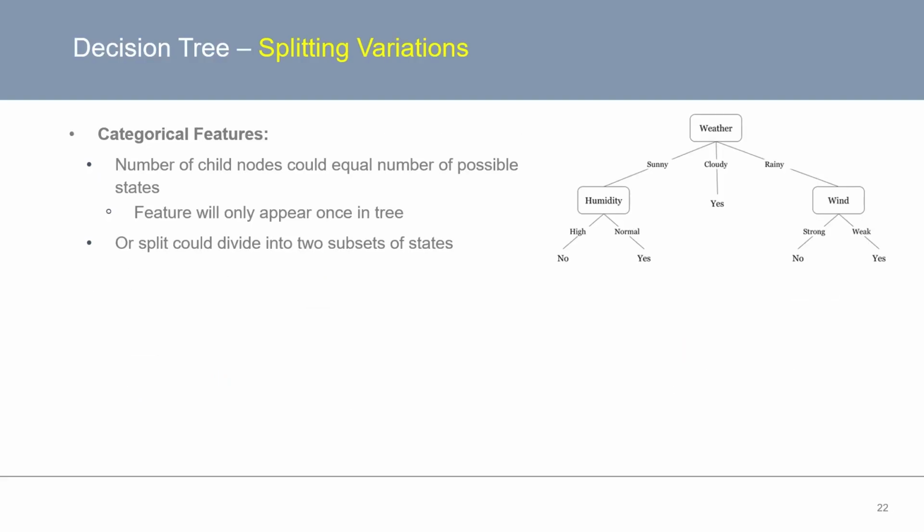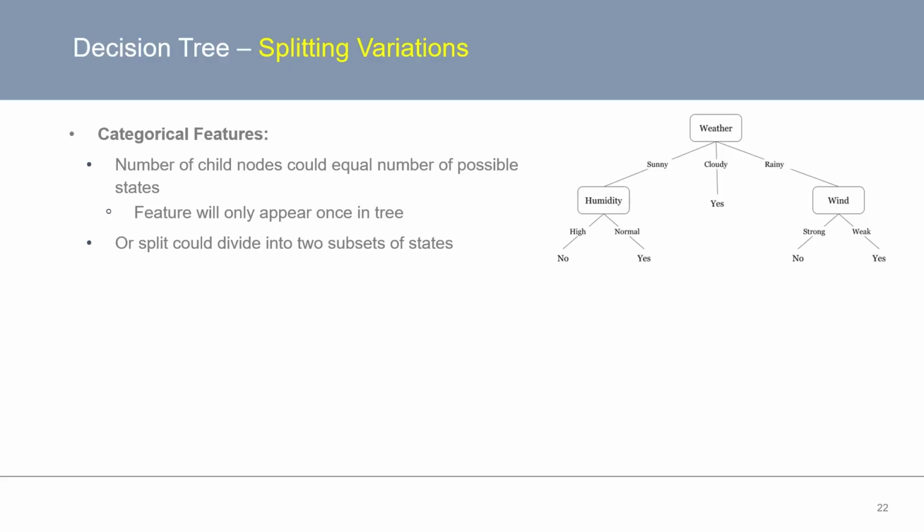For categorical or nominal features, the number of subnodes, for example here in this situation where we have weather connecting to sunny, cloudy, or rainy, could also equal the number of possible feature values. In this situation, a given categorical feature typically won't be examined more than once within the tree as a whole. However, it's worth noting that many decision tree algorithms only allow splitting into 2 possible subnodes.